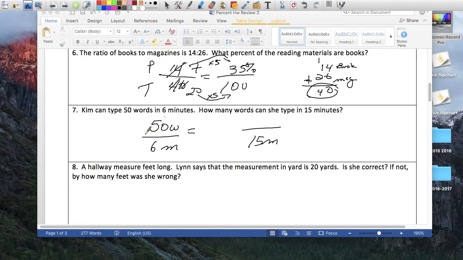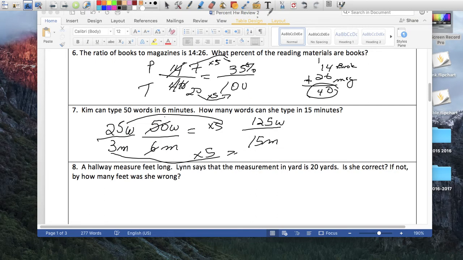Let's divide 50 by 2. 50 divided by 2 is 25 words. And 6 divided by 2 is 3 minutes. So you can say 50 words in 6 minutes, or 25 words in 3 minutes, means the same thing. Now, is there a relationship? Yes, the 3 to the 15 is times 5, and then on top it's going to be times 5. 25 times 5 is 125. So she can type 125 words in 15 minutes. Okay, so if your first ratio doesn't give you anything, simplify it. See if by simplifying you find a relationship with the other one.